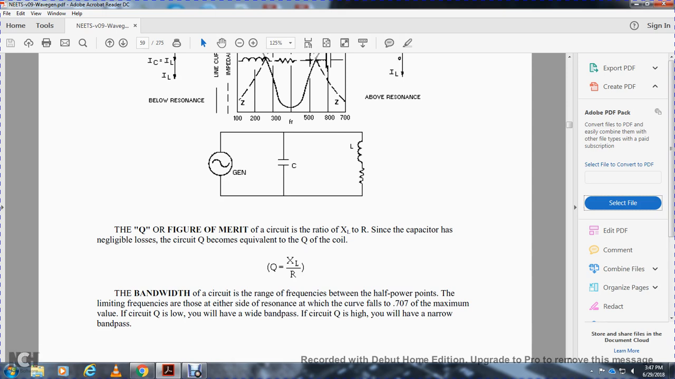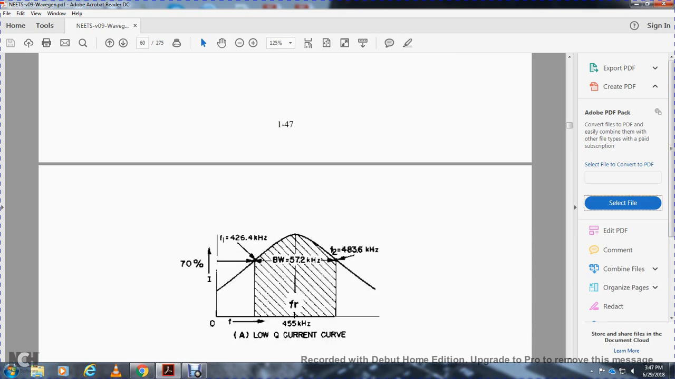If the figure of merit is low, you will have a wide bandpass. If the figure of merit is high, you will have a narrow bandpass.